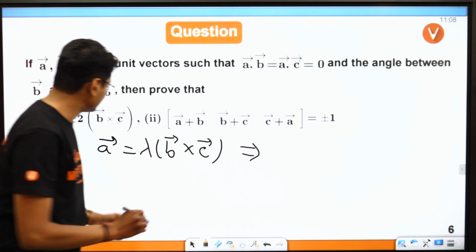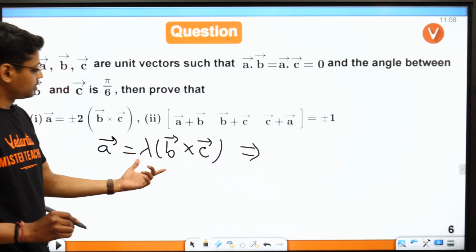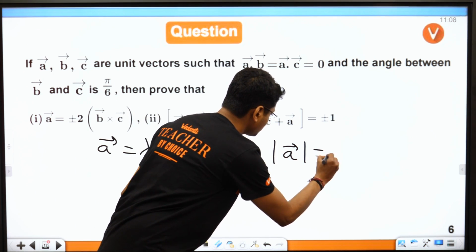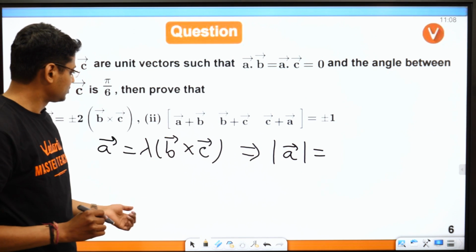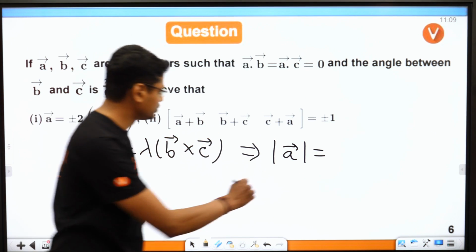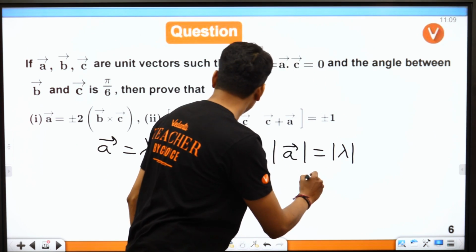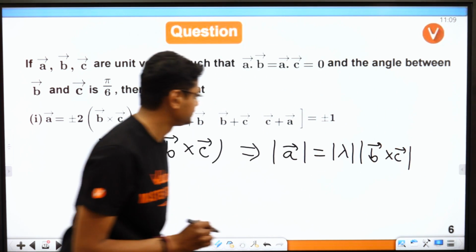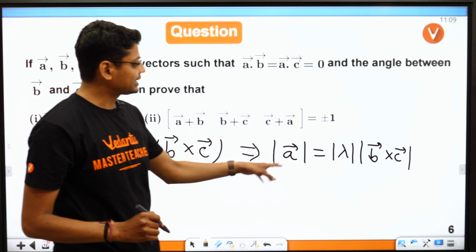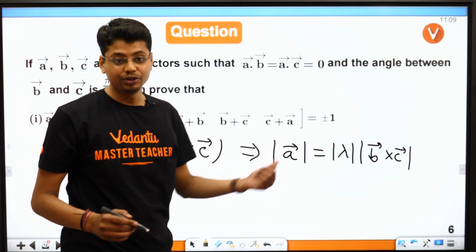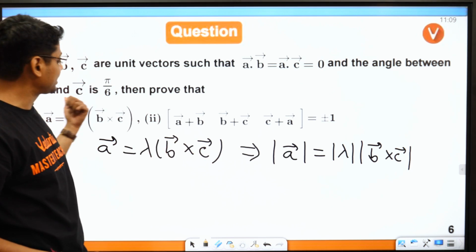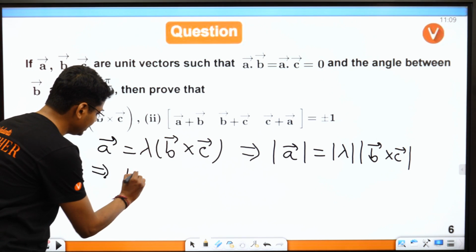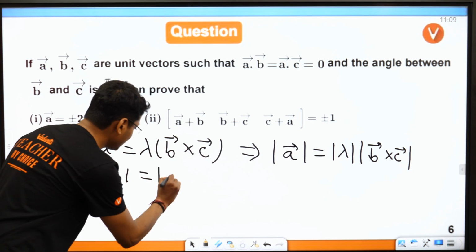Now if I consider the magnitude of both the sides, magnitude of A vector equals mod lambda into magnitude of B vector cross C vector. Now since A vector, B vector and C vector are unit vectors and the angle between B vector and C vector is pi by 6, we get 1 equal to mod lambda.